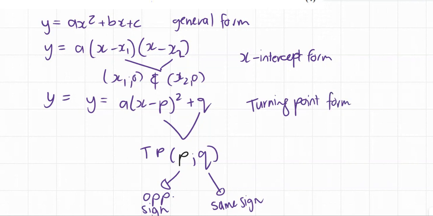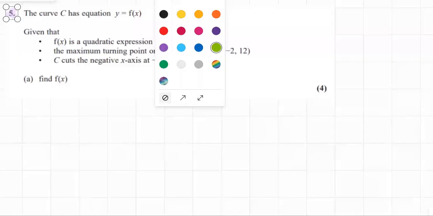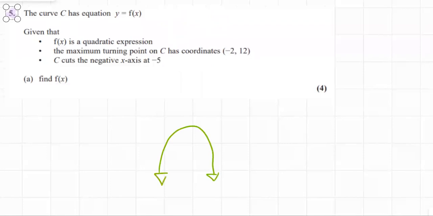So first we're going to look at the x-intercept form. Here we have an equation for a quadratic that looks something like this. They've given us the turning point of our quadratic C, that is (-2, 12), and they've given us that there will be an x-intercept. If you look at the turning point, there's a -2, so the x-intercept that they've given us of -5 will be to the left.